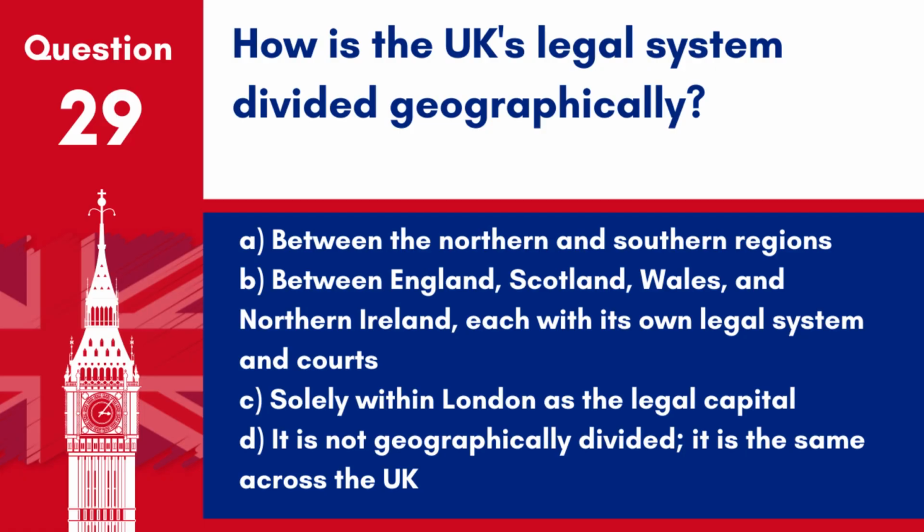Question 29. How is the UK's legal system divided geographically? A. Between the northern and southern regions. B. Between England, Scotland, Wales and Northern Ireland, each with its own legal system and courts. C. Solely within London as the legal capital. D. It is not geographically divided. It is the same across the UK. Answer: B. Between England, Scotland, Wales and Northern Ireland, each with its own legal system and courts. This division reflects the distinct legal traditions in each part of the UK.